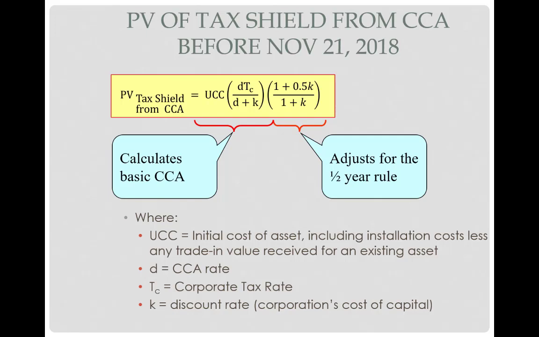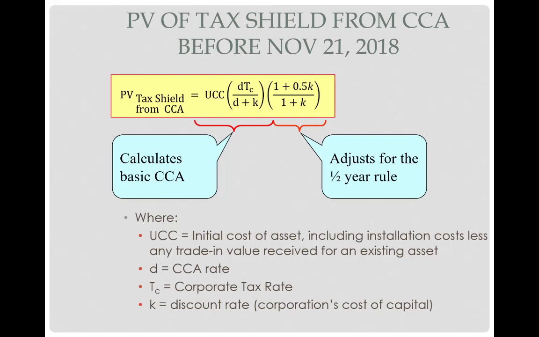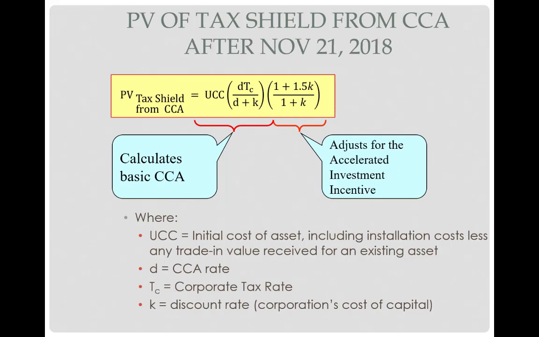And what they changed it to then is you are now allowed to deduct 1.5 times in your first year, and then the regular deduction every year thereafter. So your formula, if you go back here, it looked like UCC times dT over d plus k, and that's your CCA rate times your tax rate, over your CCA rate plus your discount rate, times 1 plus a half of the discount rate over 1 plus k, which is, again, 1 plus your discount rate. That second factor is adjusting for the half-year rule, and the only change that you have to make to then accommodate the new changes is that 0.5 becomes a 1.5, and that's it. That's really the only difference between the two.